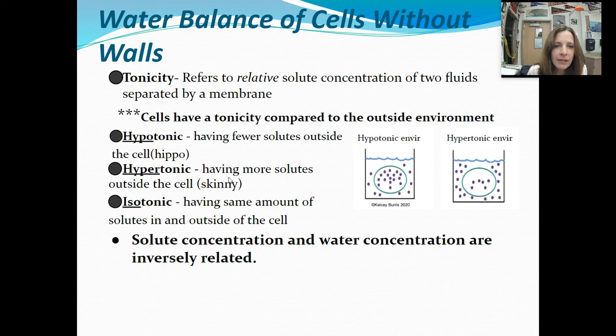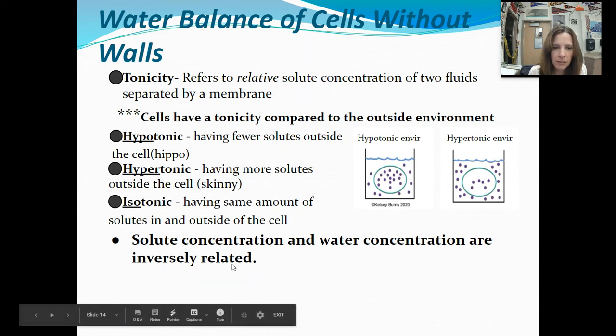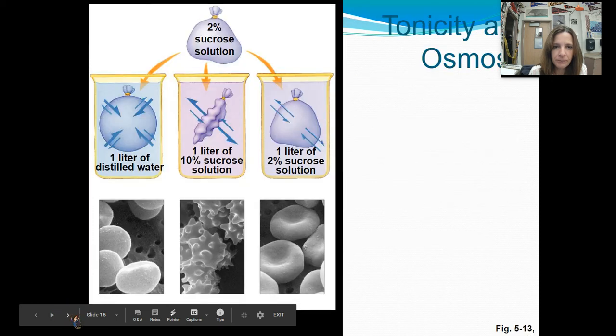Hypertonic has more solutes outside of the cell. And so there's more water inside of the cell, and the water is going to go from inside of the cell to outside of the cell. I always think of hyper people always moving around, and so they're going to be skinny. And then isotonic is the same amount, so there won't be any net movement, and the water will flow in and out of the cell equally. So the solute concentration and the water concentration are inversely related.